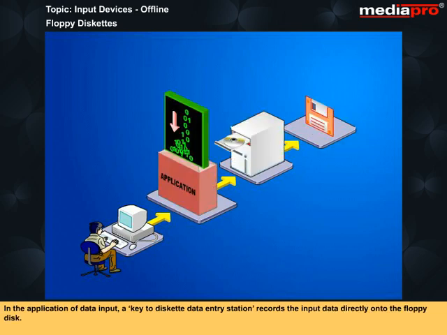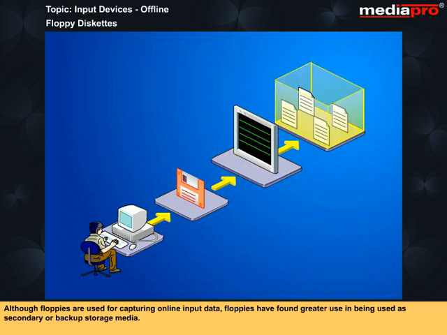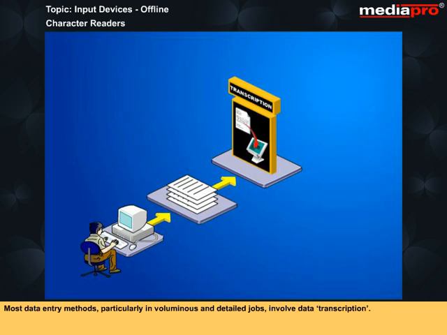In the application of data input, a key to diskette data entry station records the input data directly onto the floppy disk. A small display screen guides the data entry person by showing the data being entered and allowing any modification to be made on it. Although floppies are used for capturing online input data, floppies have found greater use as a secondary or backup storage media. Most data entry methods, particularly in voluminous and detailed jobs, involve data transcription.